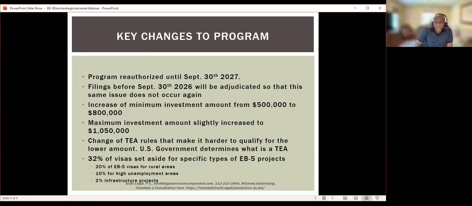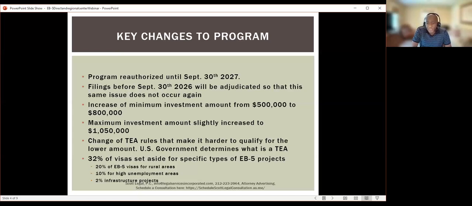Okay, so we talked a bit about some of these key changes to the program. The regional center program, not the direct investment, but the regional center program, is a congressional thing that does have to be reauthorized. So in March of 2022, it was reauthorized until September 30th, 2027.